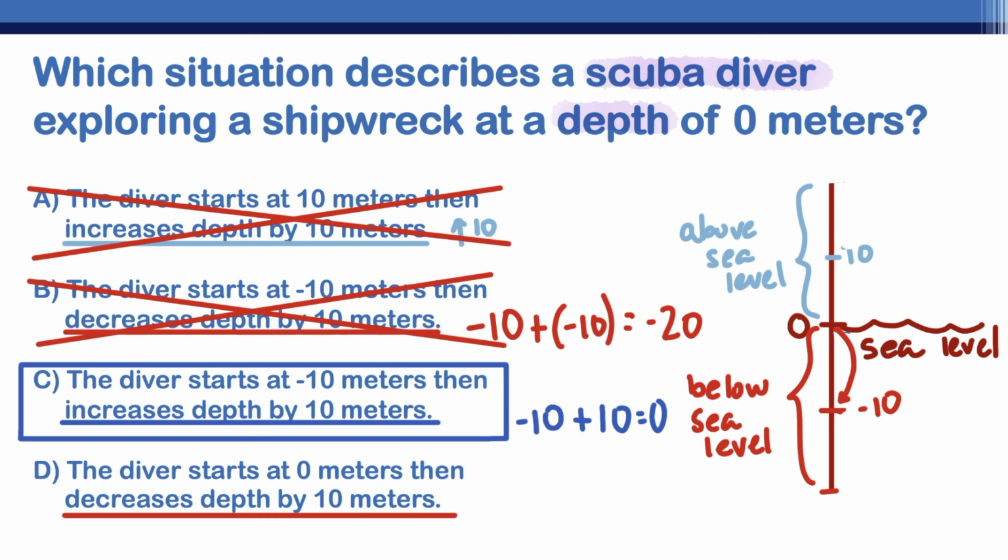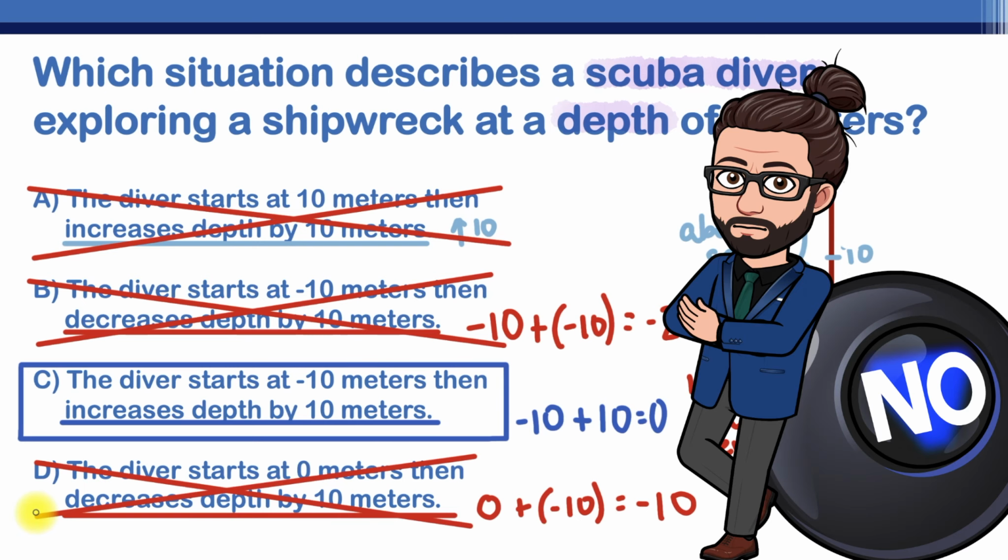And if we're showing that mathematically, that would be 0, because that's where the diver is starting, plus negative 10, because the diver is decreasing depth, equals the end result. 0 plus negative 10 is negative 10. That's not what we're looking for. We're looking for the diver to be at a depth of 0 meters, and that only happens in choice C, which means choice D is just another answer that is wrong.